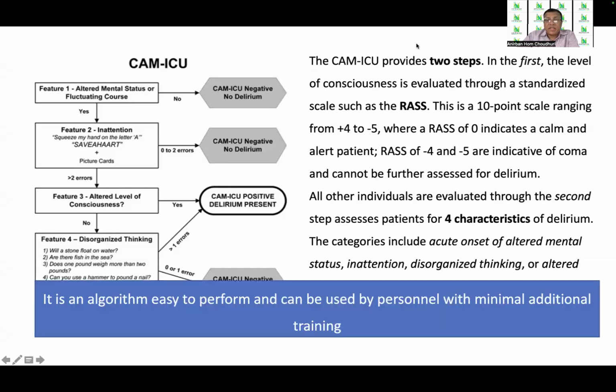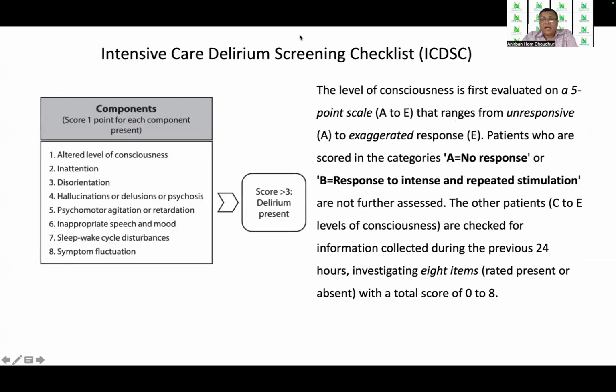Now, this CAM ICU we will understand as an algorithm which is easy to perform and can be used by personnel with minimal additional training. So that way, its implementation in the ICU can be easier in comparison to more complex tools. The other tool which is also useful is the intensive care delirium screening checklist, or the ICDSC.